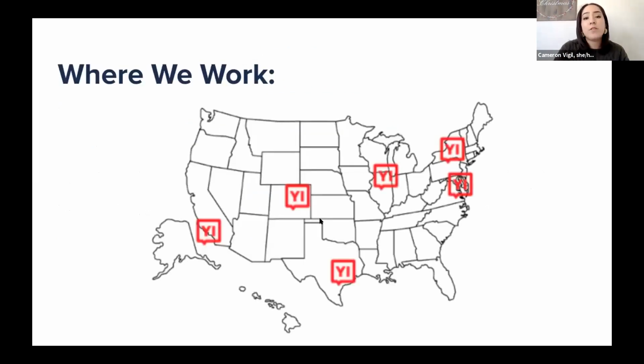So we have chapters located across the United States. Our headquarters is actually located in Washington, D.C., where our organization was first founded by a couple of Georgetown law students. Since then, in 2009, we have expanded our chapters more across the United States, including California, Colorado, Texas, New York, and Illinois. And then we have a smaller office in Virginia as well.